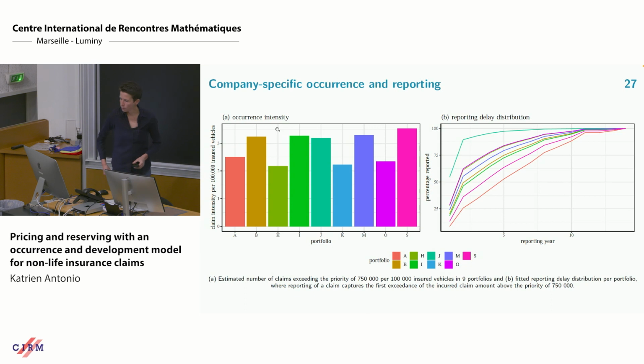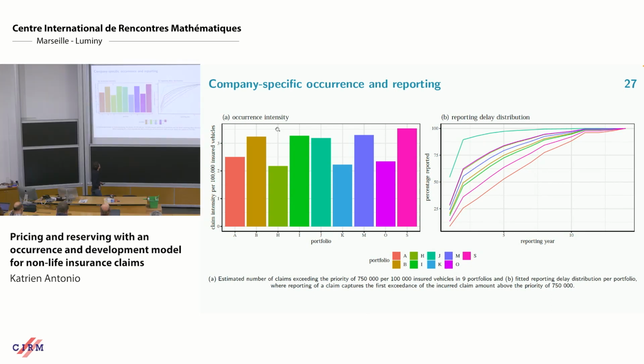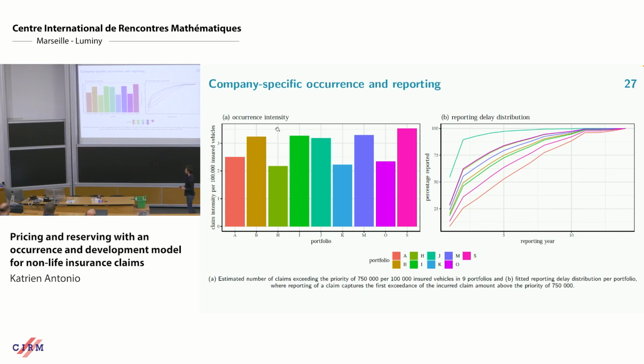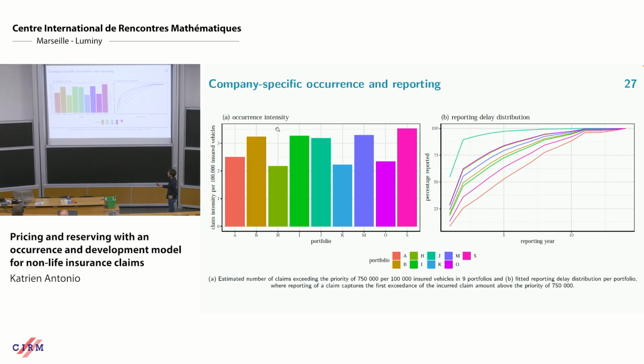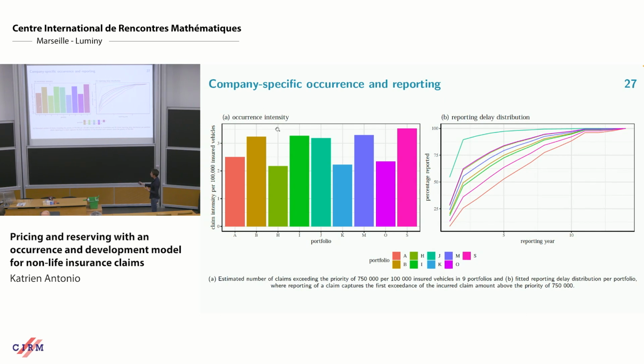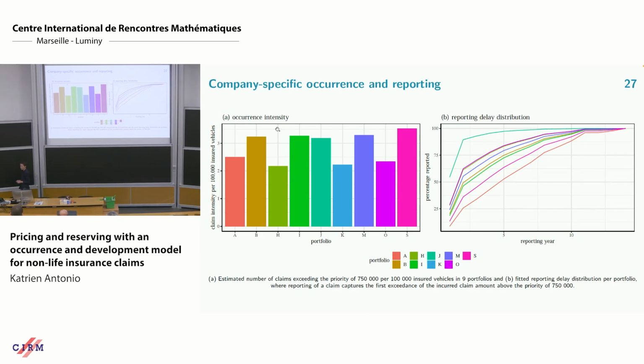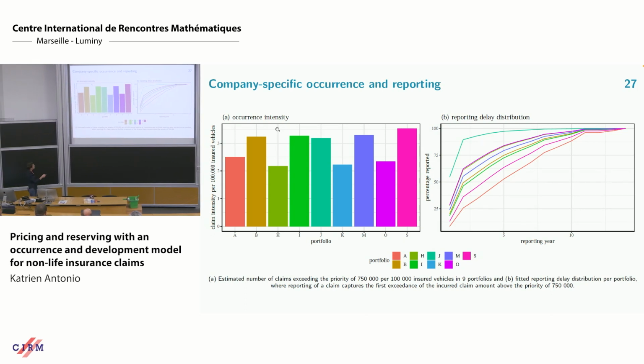We can calibrate the occurrence intensity. We can calibrate the reporting delay distribution. So the occurrence intensity here, it's a lambda that is specific to the client, to the insurance portfolio that I'm considering. So what do you see? That there are few companies which seem to have a sort of higher regime, so more claims occurring per unit of exposure than a few others of these companies.